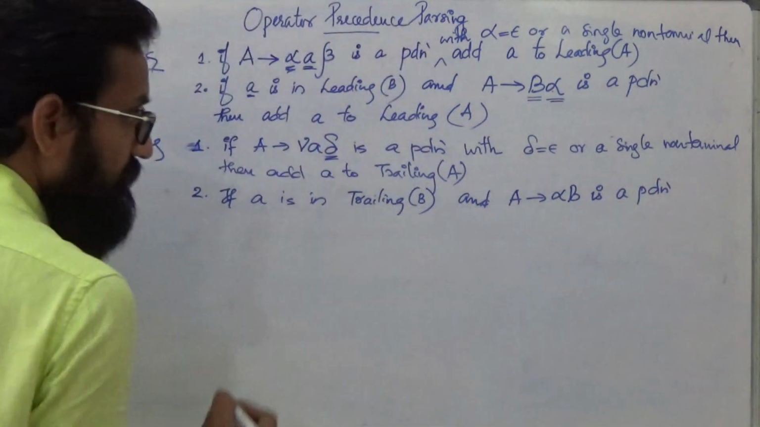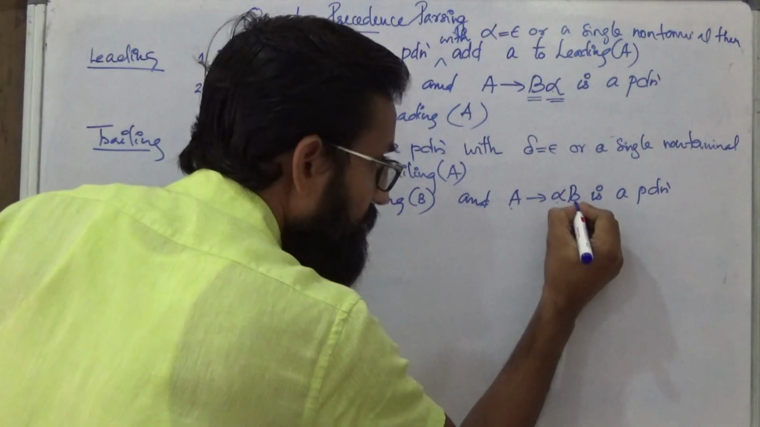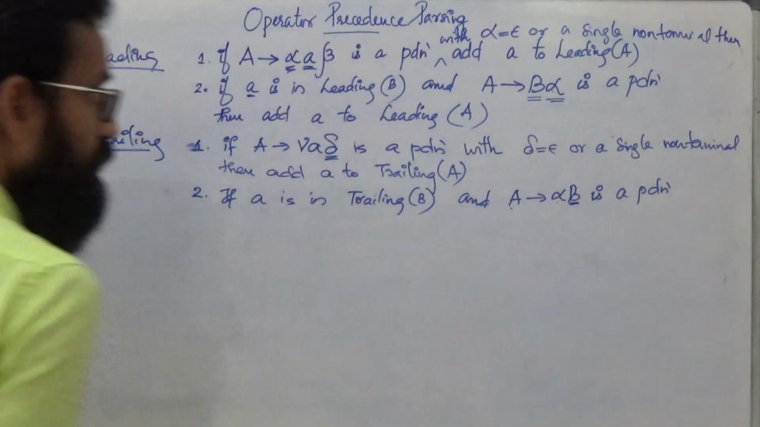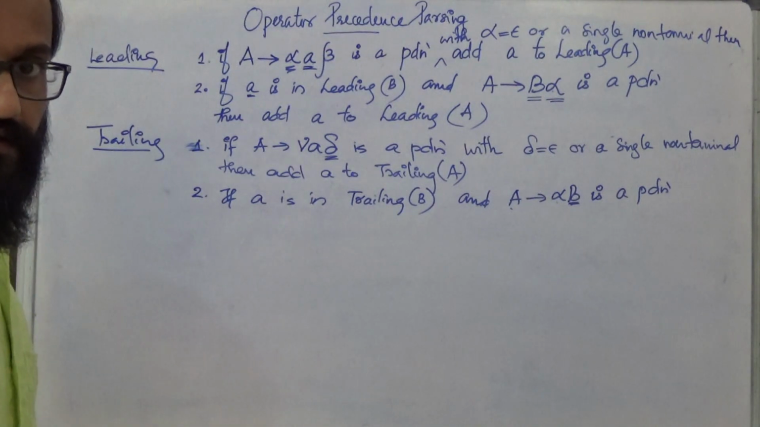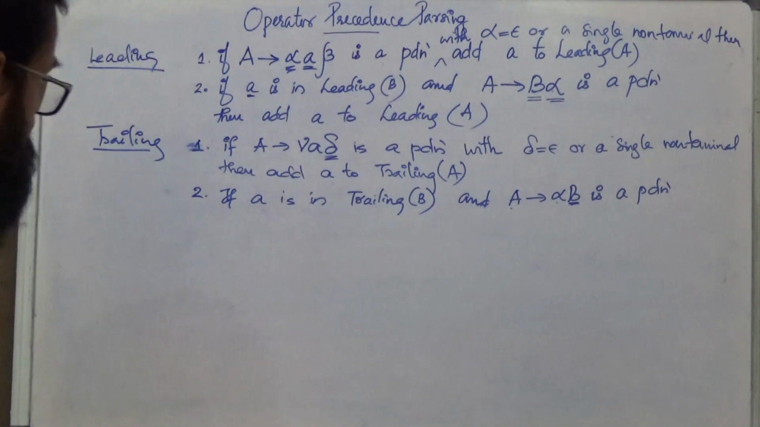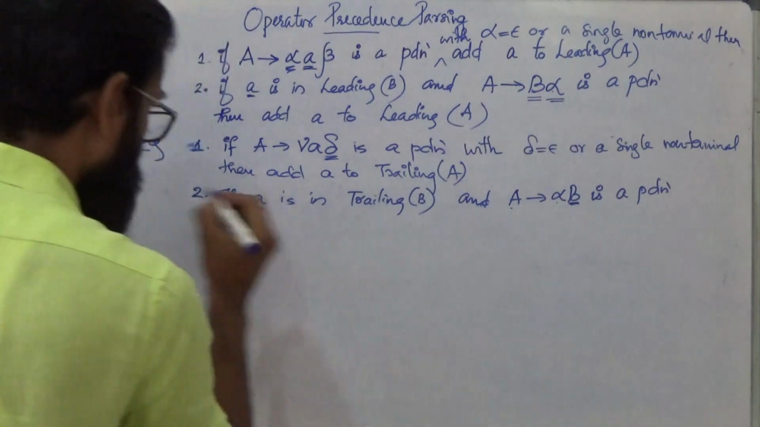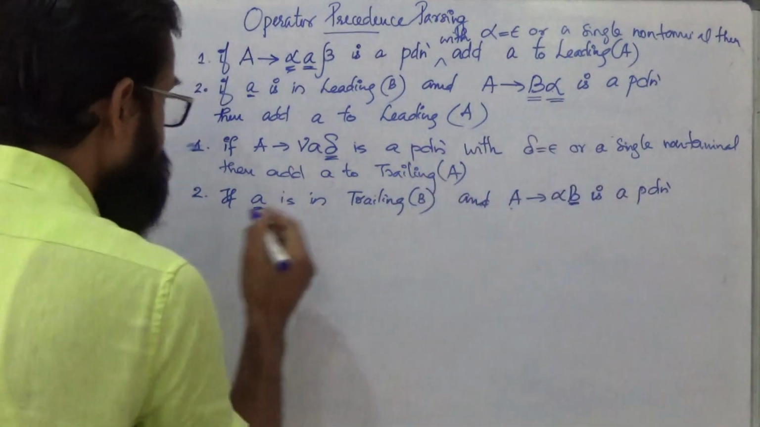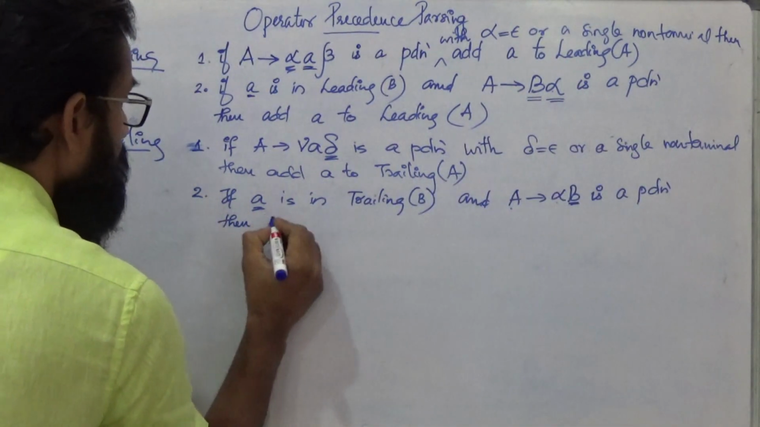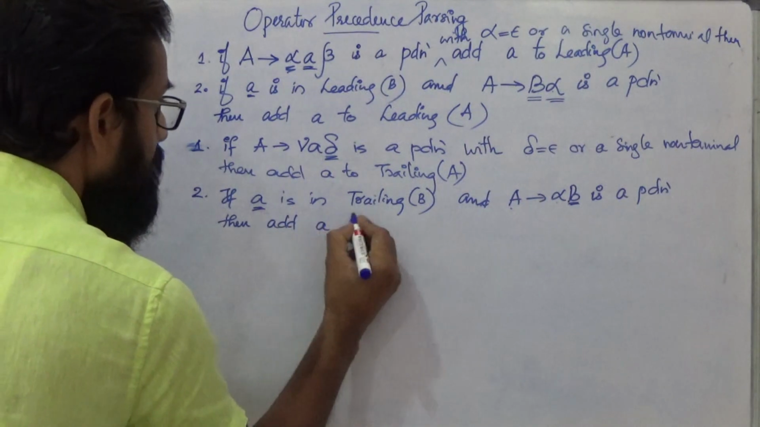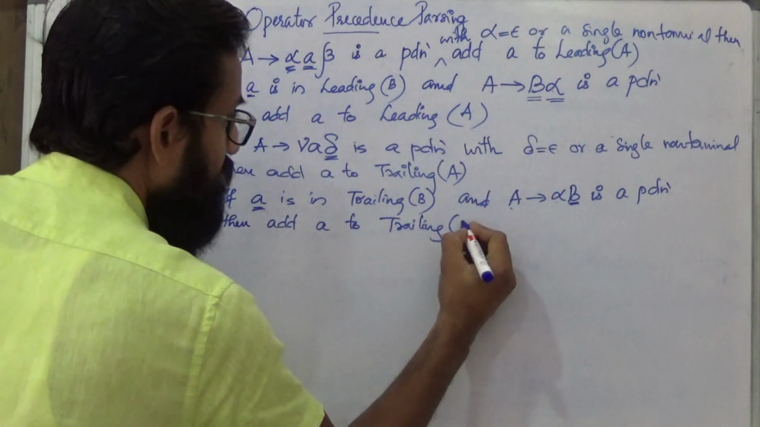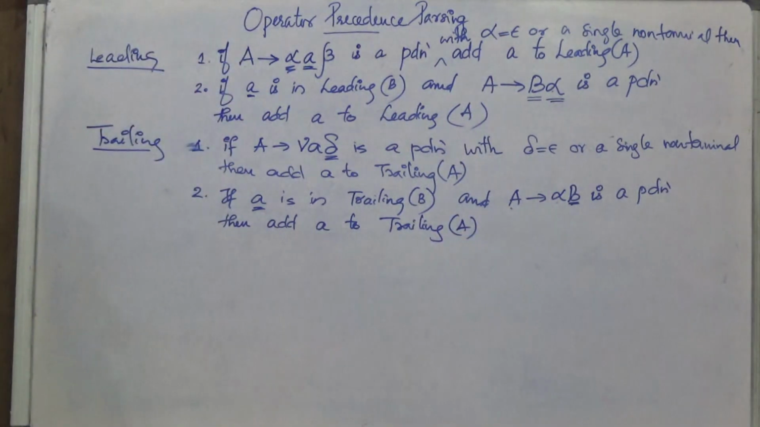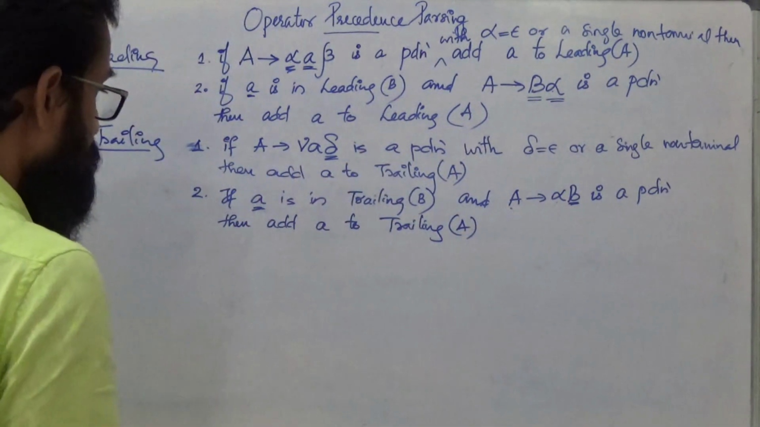This indicates that from A you can derive alpha B, and this B can be used to derive some string whose last terminal is A. So if this condition is satisfied, then you can add A to trailing of A. So this A can be added to trailing of A.